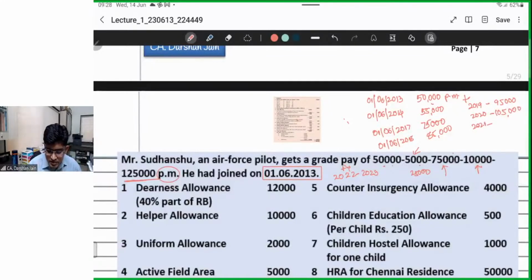To 2021, it would be 1,15,000. And 2022. So see, from 1st June 2021 to 1st June 2022, his salary would be 1,15,000, and post that it would be 1,25,000. See, do you get the concept of grade pays? Look at this, friends. Do you get it? The grade pays.